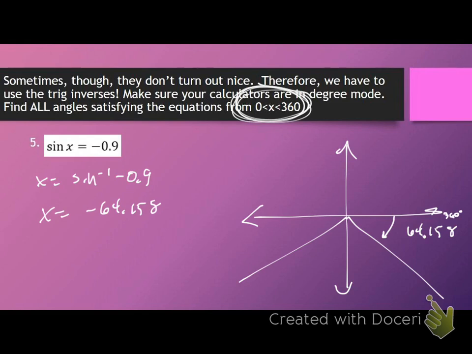So what I can do is I can just take 360 minus my distance off the horizontal. So 360 minus 64.158. And you get 295.842.